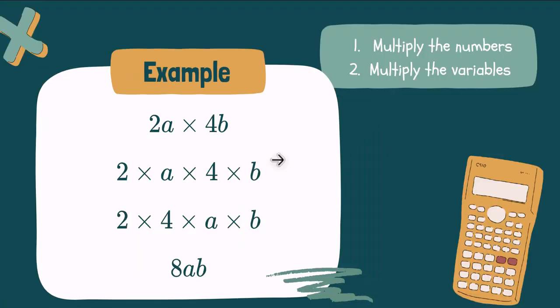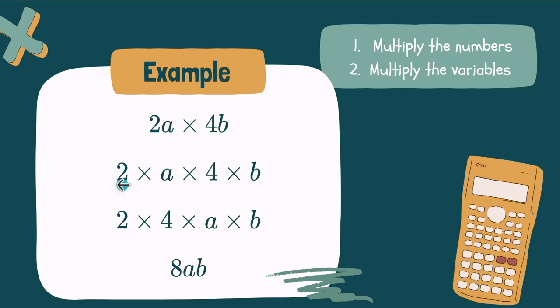First, you need to multiply the numbers, and you need to multiply the variables later in algebraic expressions. As you can see here, 2A multiplied by 4B. To solve this, you need to separate 2A as 2 multiplied by A, then the multiplication symbol will remain the same, and then 4 multiplied by B.